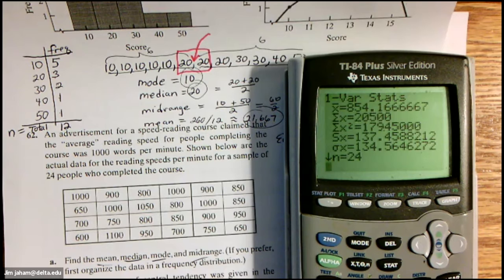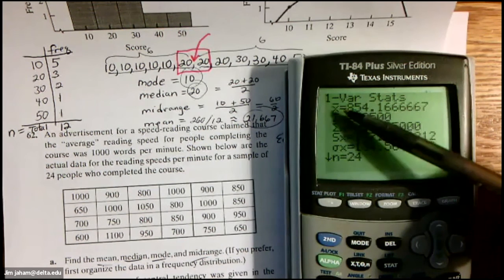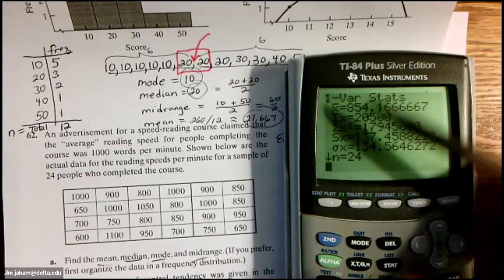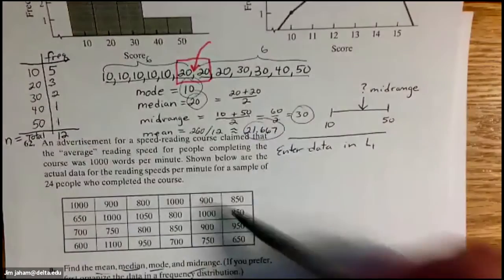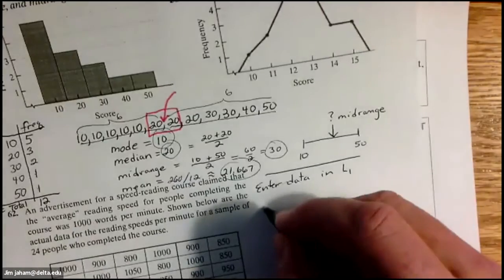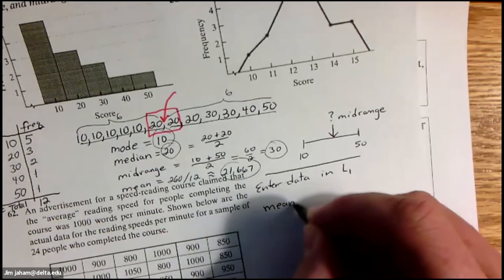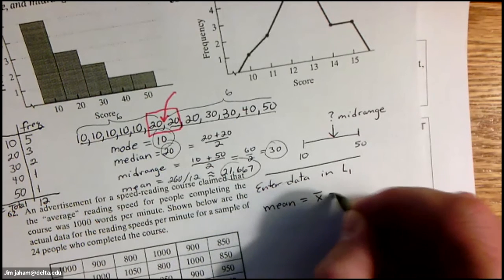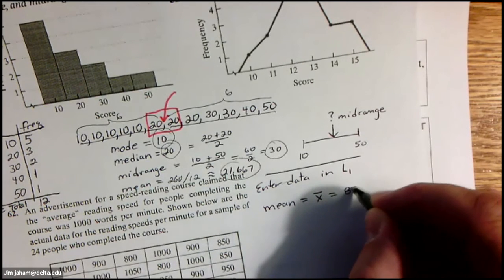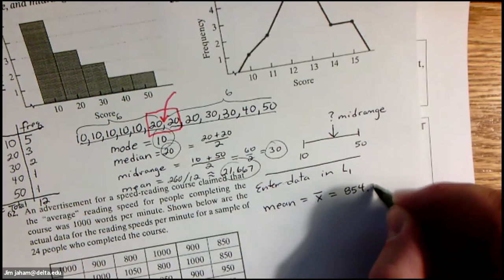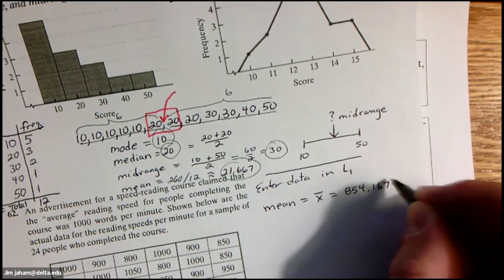Now, I mentioned at the beginning that X bar is the variable that we use for the mean. And so you could add up all 24 of these data values and divide by 24, or you could just punch them into the calculator and come up with this number here. I'm going to round this.